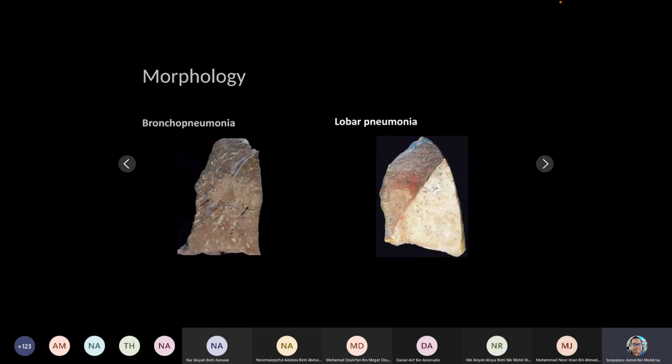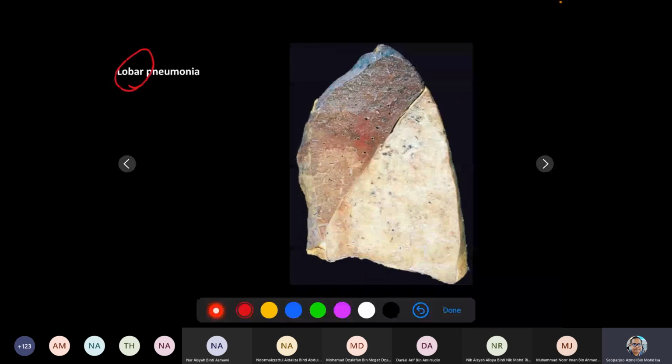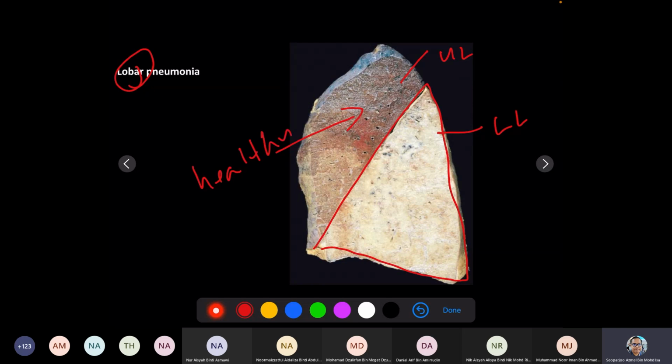Next is the lobar pneumonia. As the name implies, the lobar pneumonia only involves the lower lobes of the lungs. So this again is a whole lung that had been sectioned. You can see this is the upper lobe, and this is the lower lobe. The upper lobe is the healthy one. You can see it's a good color, a beefy, brownish kind of color. But the lower lobe is the one that had been suffering lobar pneumonia. So this is the lobar pneumonia.